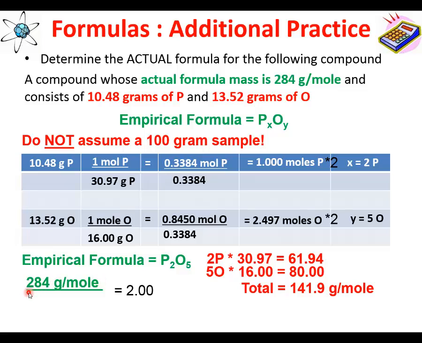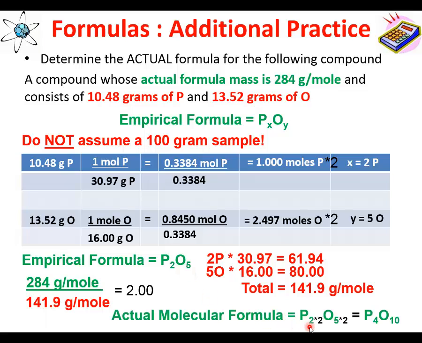So if I take the actual formula mass of 284, divide by the molar mass of the empirical formula of 141.9, I get 2. That tells me how many times I must multiply my subscripts here, 2 and 5, to get the actual molecular formula. So I need to take 2 times 2 and 5 times 2. That gives me an actual molecular formula that is P4O10. So I get tetraphosphorus decaoxide, whereas I had originally for the empirical formula diphosphorus pentoxide. So we had to have twice the number of phosphorus atoms and twice the number of oxygen atoms to get my actual molecular formula in this case.